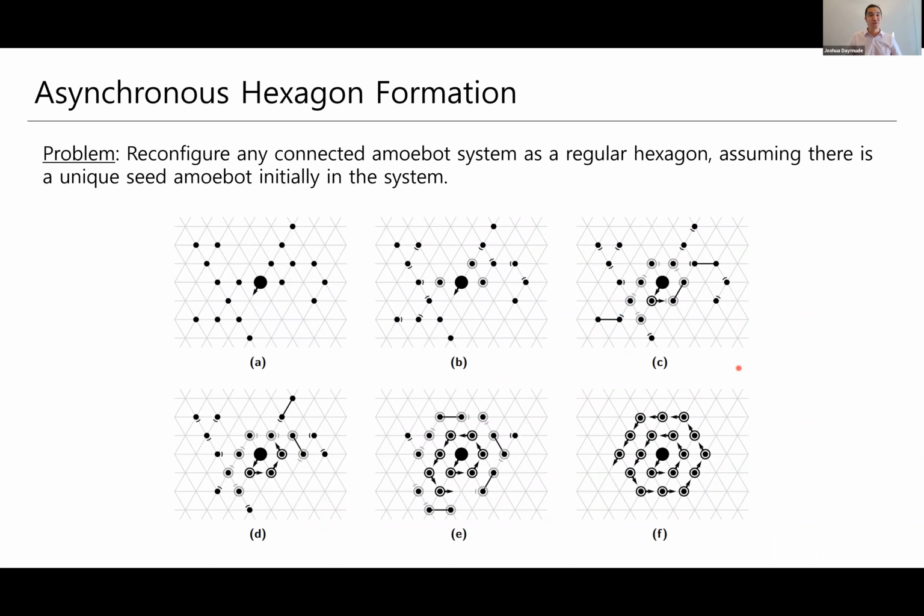Let's now move on to asynchronous hexagon formation as a first case study for what this model looks like in action. This is a classic shape formation problem. It's been studied a lot in the Amoebot model. We're trying to take an arbitrary connected system and have it self-reconfigure so that it forms a regular hexagon or as close to one as possible, given the number of Amoebots. As is normal in this literature, we will assume a unique seed Amoebot already exists, for example, as the result of leader election.